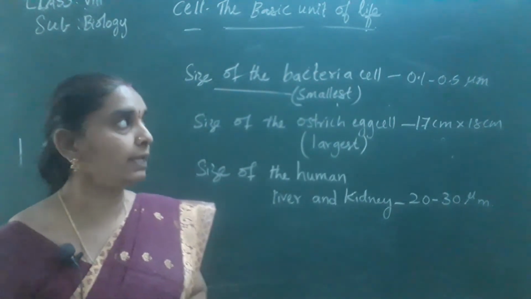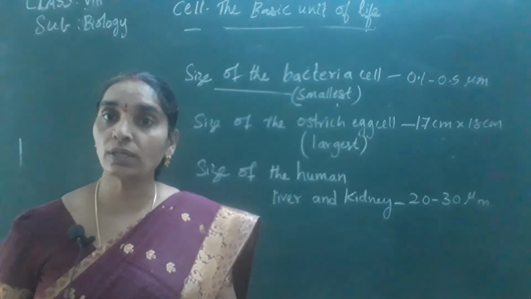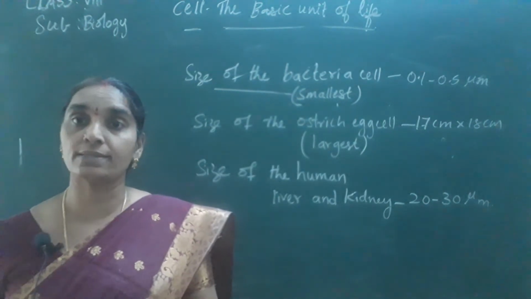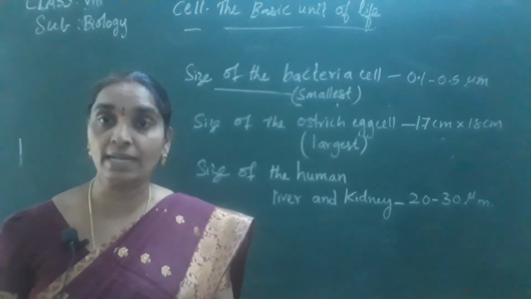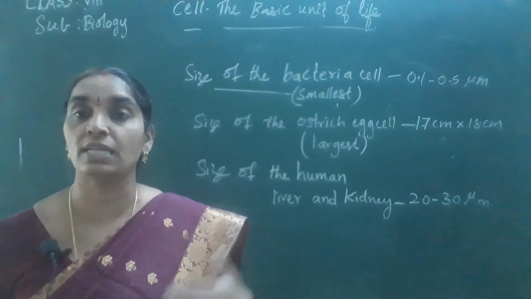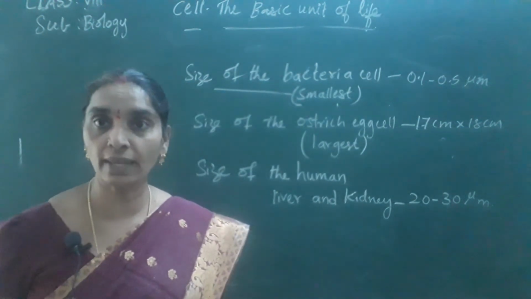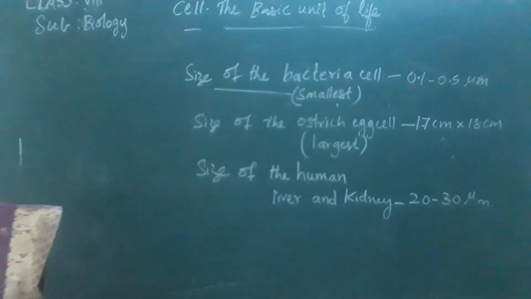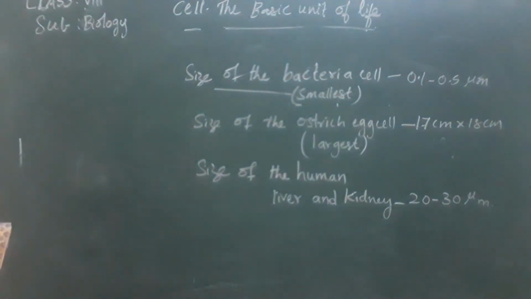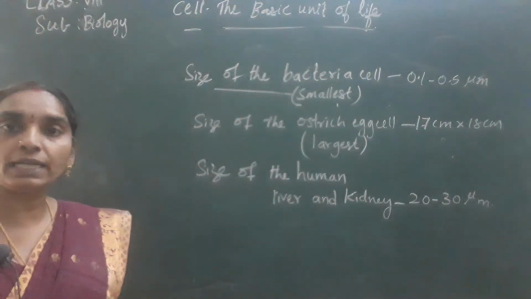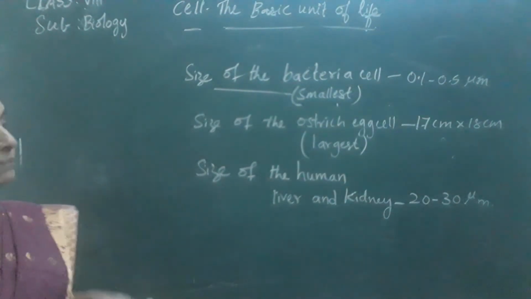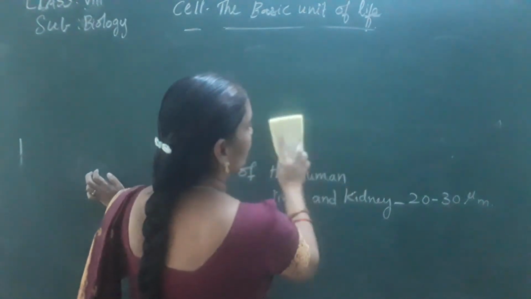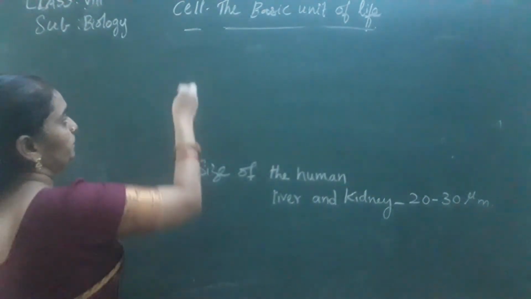The size of the organism depends upon the number of the cells, but not the size of the cells. That you have to keep in your mind. So these are the factors on which the size of the cell depends.